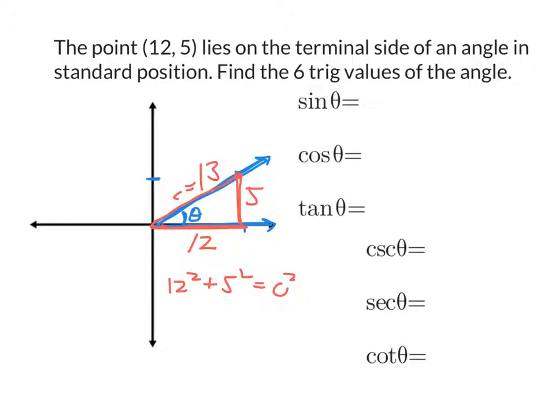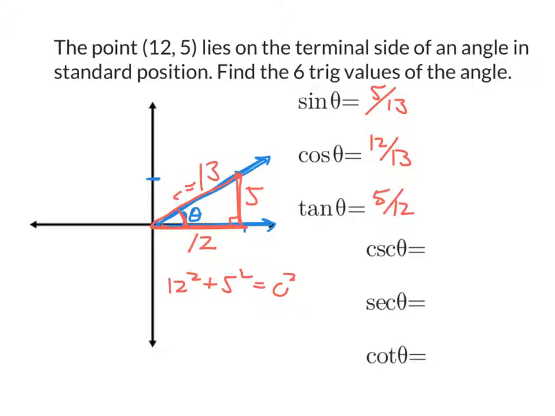And now, since I know all 3 sides of my right triangle, finding the 6 trig values is not going to be difficult. All we need to do is remember SOHCAHTOA. Sine is opposite over hypotenuse. Since here is where our angle theta is, the opposite side is 5, and the hypotenuse is 13. The cosine is adjacent over hypotenuse, so that's 12 over 13. And tangent is opposite over adjacent, or 5 over 12.